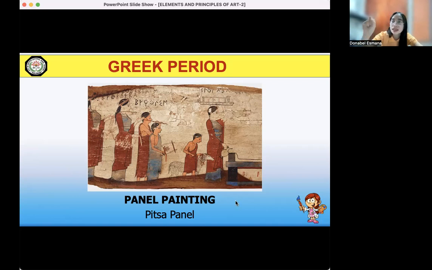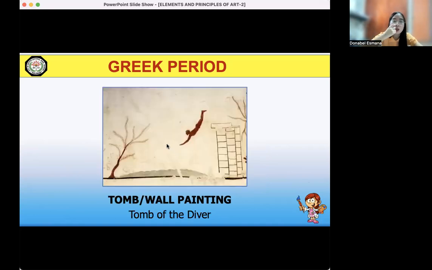So aside from vase painting and panel painting during the Greek period, we also have the last one, tomb or wall painting. So again, ano nga ang tomb in Tagalog? Alright, that is puntod. Ibig sabihin, hindi lang sa cave, hindi lang sa vase, and sa wood or sa kahoy, pati po sa puntod, nagpipaint din sila during the Greek period. So these are the sharp, flatly outlined style of painting, which depicts some portion seen on the wall.